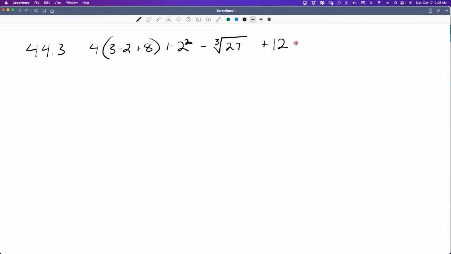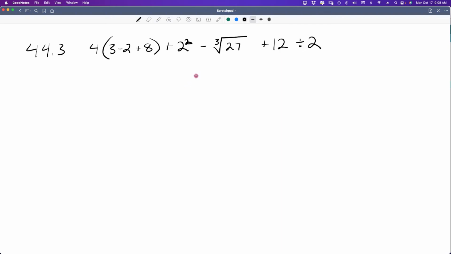our last practice problem. So here we have 4 times (3 minus 2 plus 8) plus 2 squared, minus the cube root, or the third root, of 27, plus 12 divided by 2. That looks really hard. At first glance, you're like, oh my goodness, what am I going to do? But it's not that difficult.